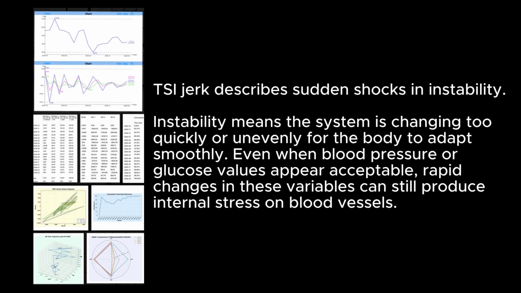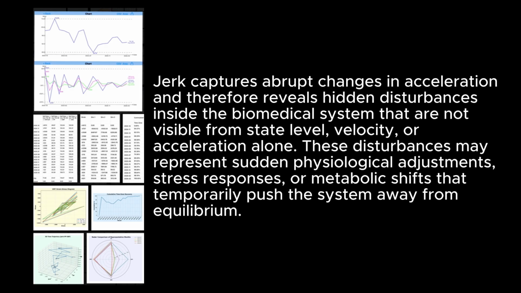Instability means the system is changing too quickly or unevenly for the body to adapt smoothly, even when blood pressure or glucose values appear acceptable. Rapid changes in these variables can still produce internal stress on blood vessels. Jerk captures abrupt changes in acceleration and therefore reveals hidden disturbances inside the biomedical system that are not visible from state level, velocity, or acceleration alone. These disturbances may represent sudden physiological adjustments, stress responses, or metabolic shifts that temporarily push the system away from equilibrium.